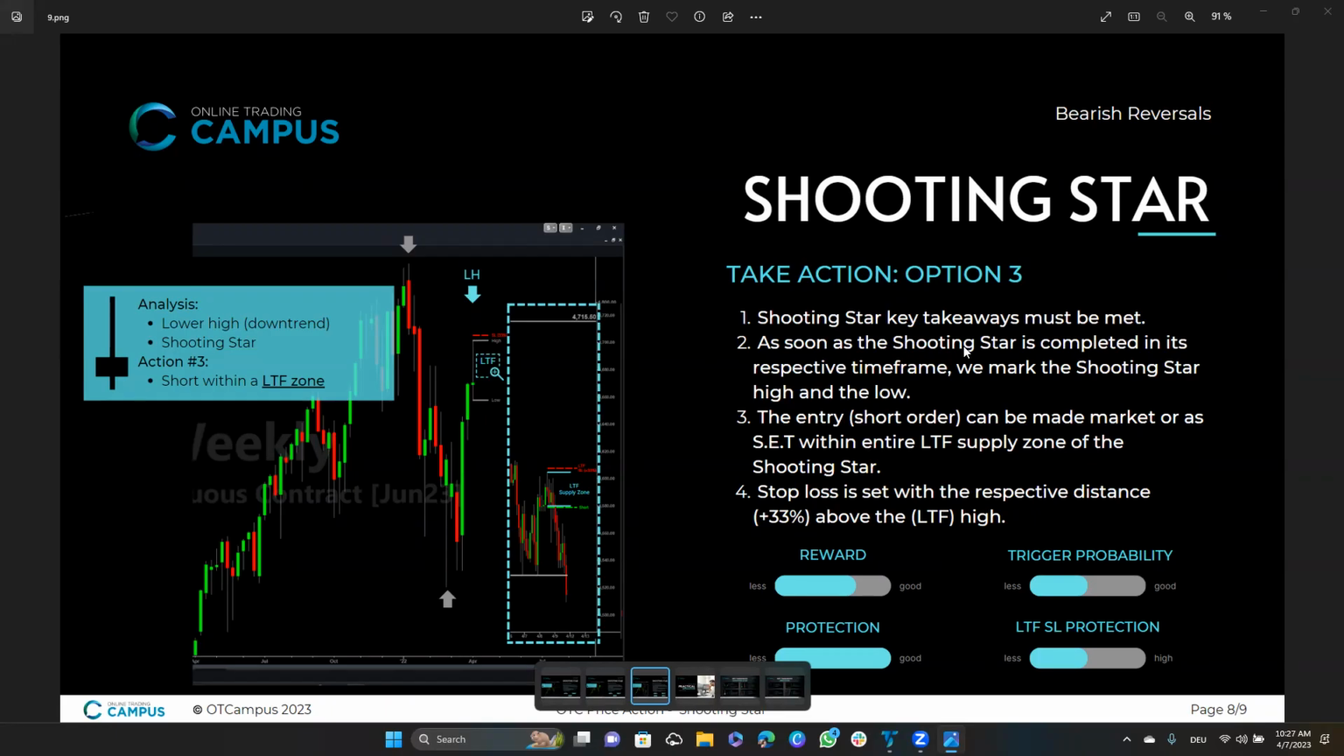But it's not different from the process of zone refinement, right? A shooting star could also look like a supply area, and then you start with zone refinement. Okay, number 3, the entry or your short order can be placed at market or set within the entire lower time frame supply zone of the shooting star.